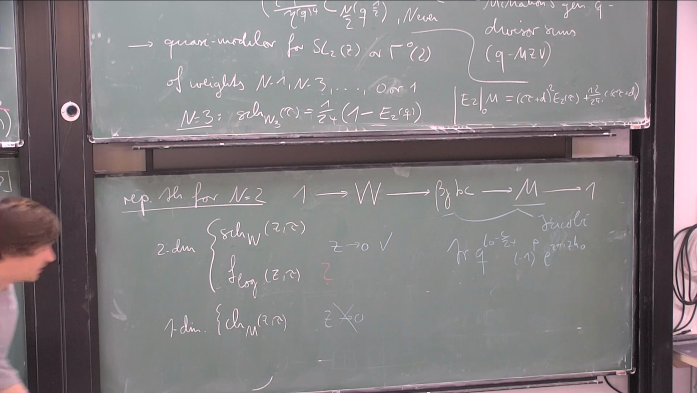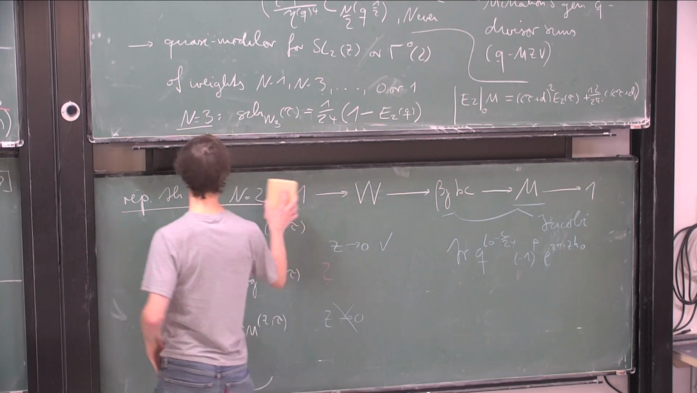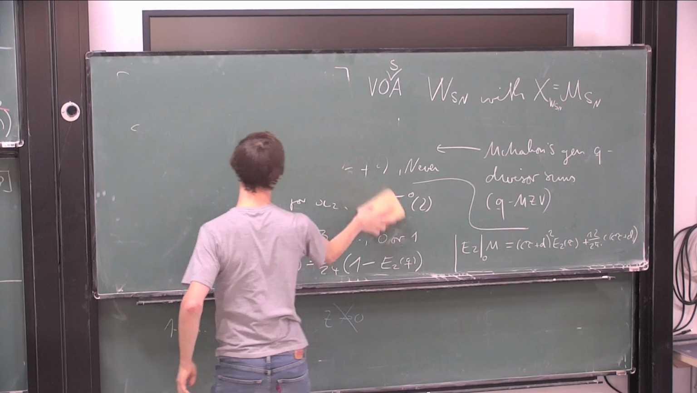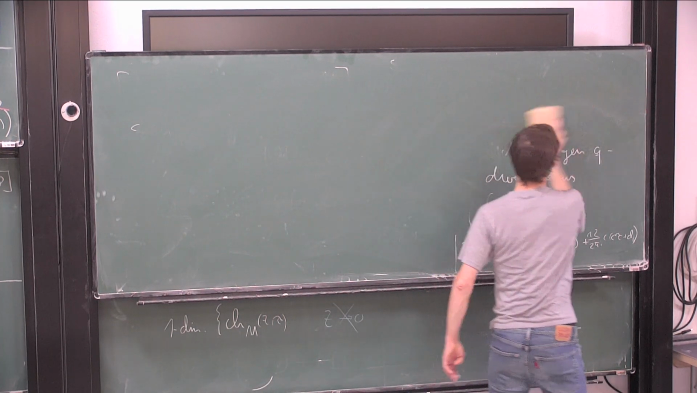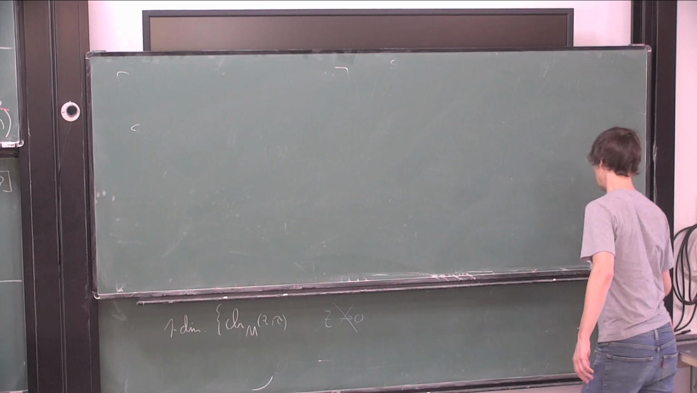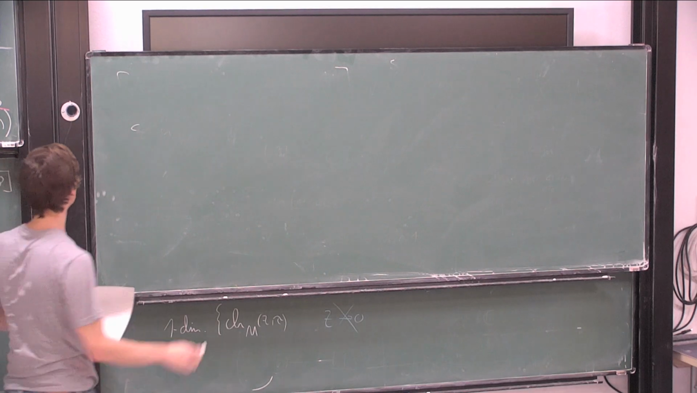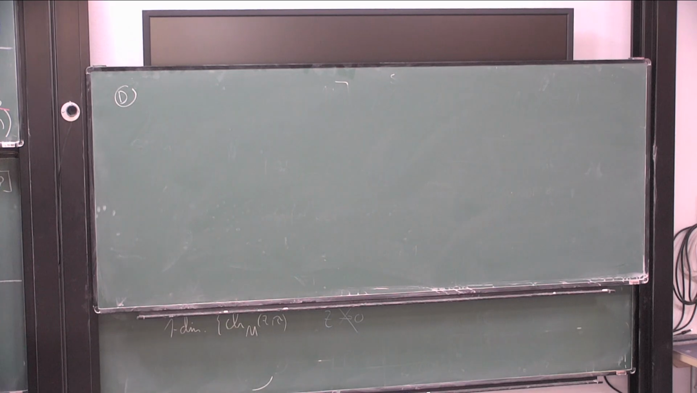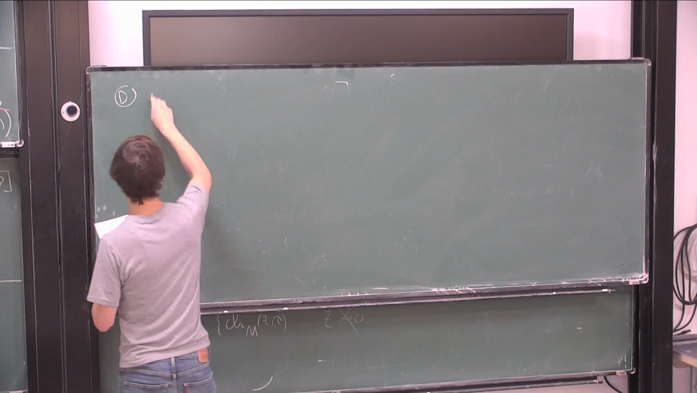Okay, let me do one example for the last one, or maybe two if I have time. So we have the Heisenberg VOA, which is a very simple VOA, maybe the first VOA that we would define, but unfortunately it's in this category D. So you have the Heisenberg VOA.